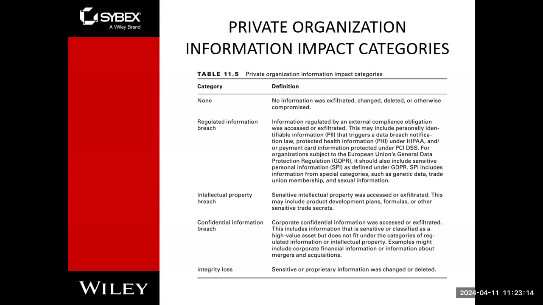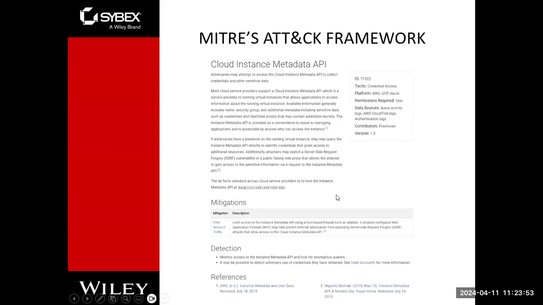So in regulated information, information regulated by an external compliance obligation, let's say PCI DSS, which they give in this example. So if you lost, or even better, HIPAA, the Health Insurance Portability Act, patient records, that would be not just a huge problem for the organization, it could result in fines and penalties. So it's good to know who regulates you and what the consequences are if you have a breach and loss of information. So let's talk a little bit about frameworks.